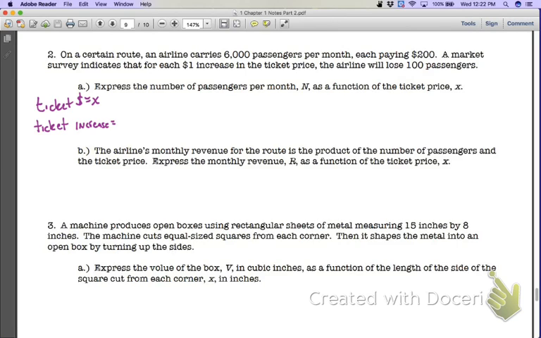What did you actually do, though? Right. So you took X minus the 200 that was the original. Does that make sense? So it'd be X minus 200. Well, hold on. Your ticket is X number of dollars. The ticket increase would be however much your new ticket price is, minus the 200 as far as what your original value is. Okay?